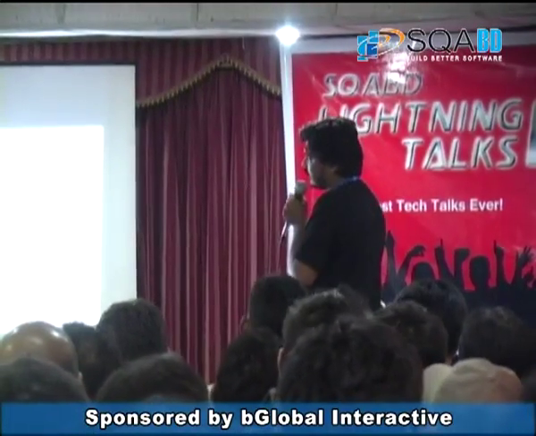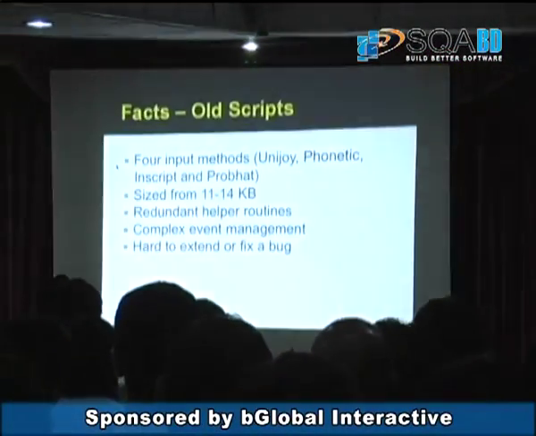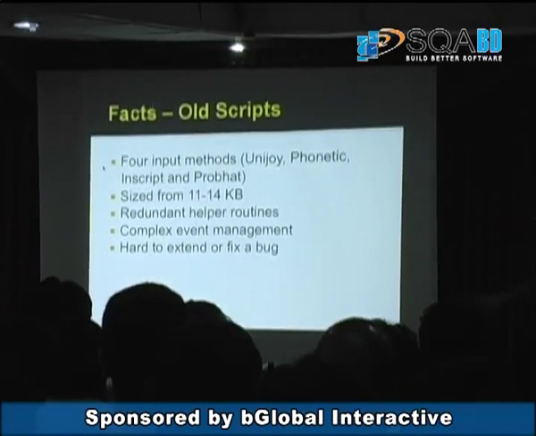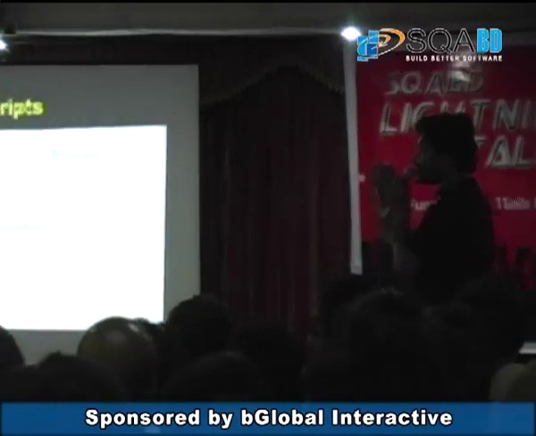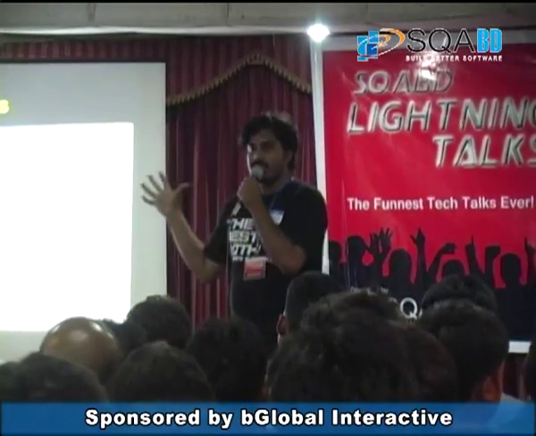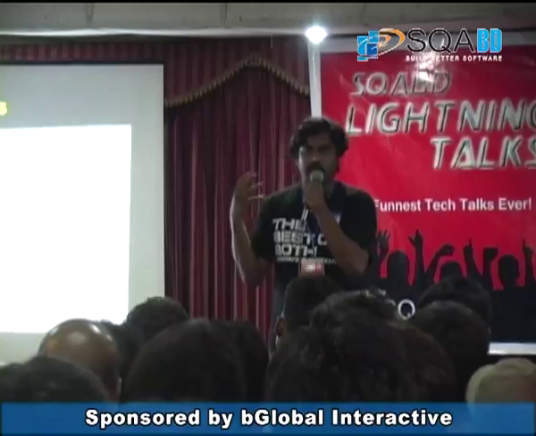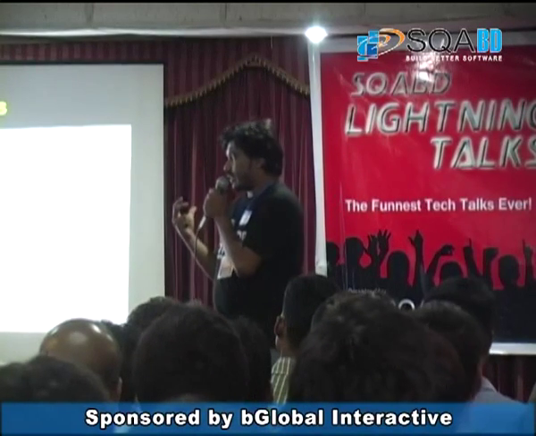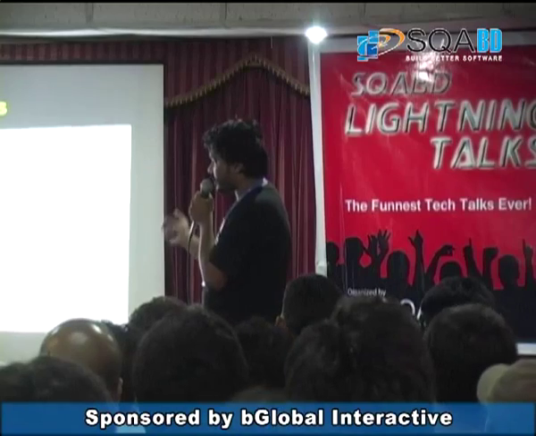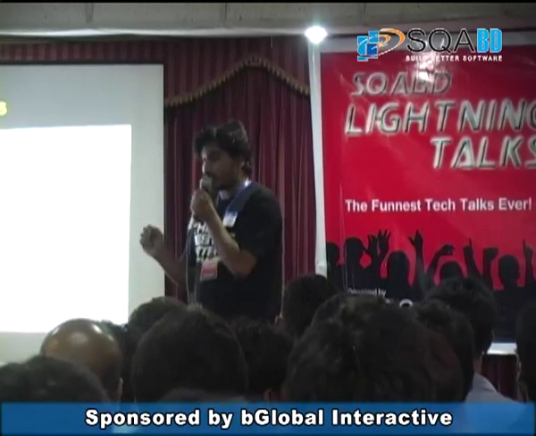And in our old script, there are 4 input methods like Unijoy, Phonetic, InScript, and Prabhat. InScript is mainly used by West Indians. Each of these scripts is sized from 11 to 14 kilobytes. Each of them has redundant helper routines so that they can be used as standalone scripts. Each of these scripts is completely written by us. It has browser issues, complex event management, and is hard to extend and fix bugs.